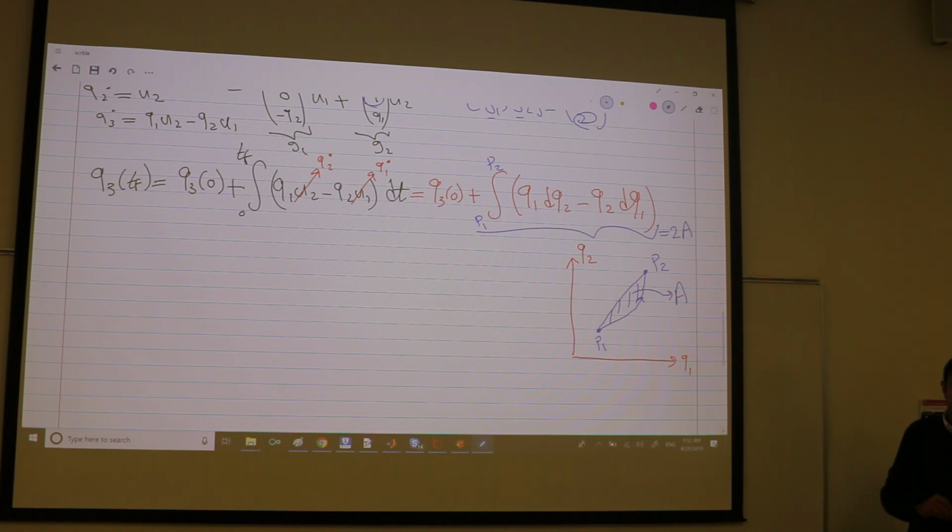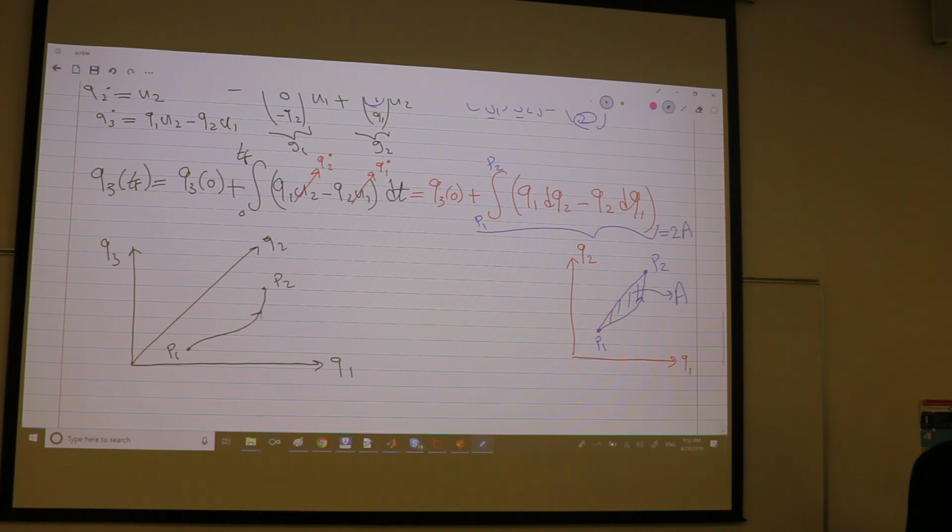Any questions so far? So in three dimensions, you can do the following. So this is Q1, Q2, and Q3. So in the plane I have P1 here, I have P2 there. Here is my excursion in the plane. But during that excursion I gained this distance actually.